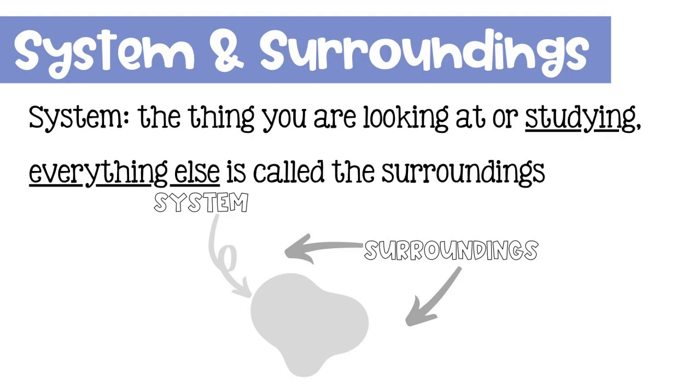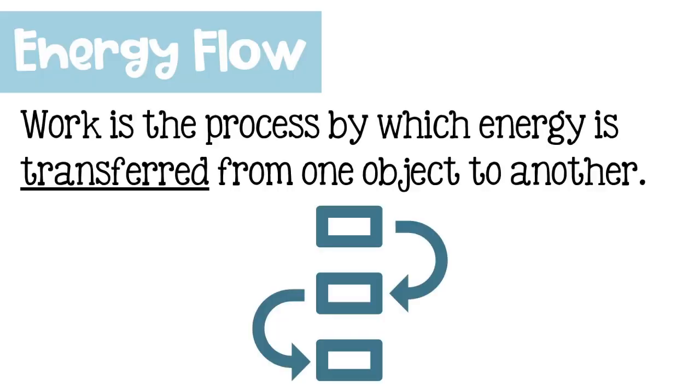When we look at energy problems, we have two things we need to identify: the system, or the thing that you're looking at or studying, and the surroundings, which is everything else. The process by which energy moves from one to another is called work. So work tells us about the energy flow.